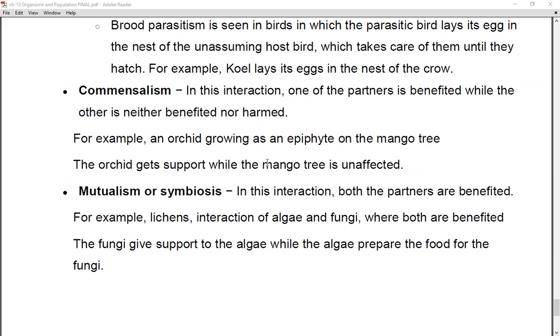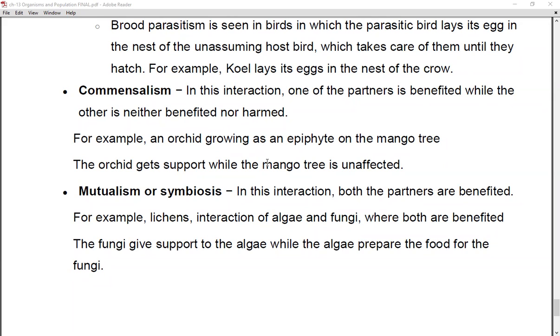Now we are going to see the last and the fifth interspecific interaction, and that is mutualism or symbiosis. In mutualism, this type of interaction, both the partners are benefited, right? The most well-known example of it is lichen, right? So lichens are the interaction of algae and fungus. They combine with each other, and both of them are beneficial to each other, right?